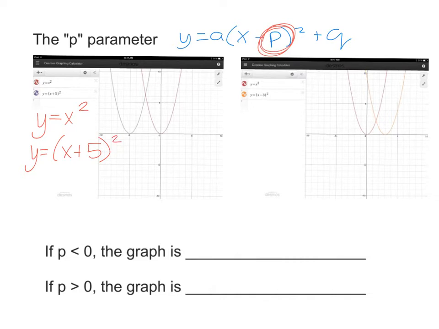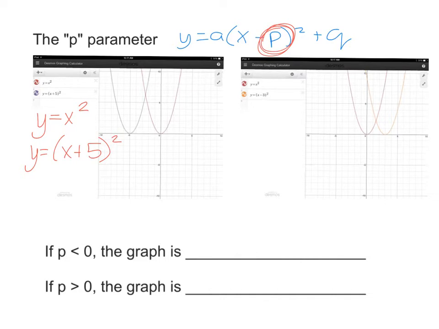So it's a graph where the a value is 1, so it's not going to be any wider or narrower than the first one, but it has that plus 5 in the place of p. And what happened to the graph? It's moved to the left.